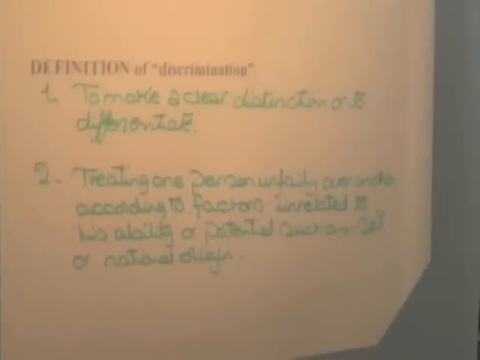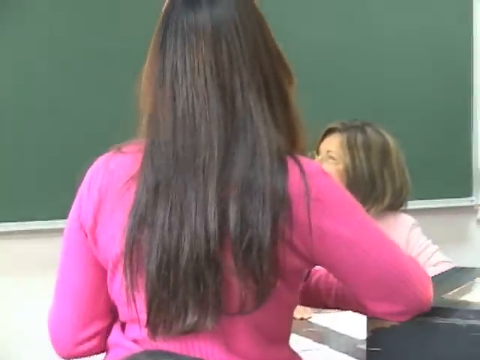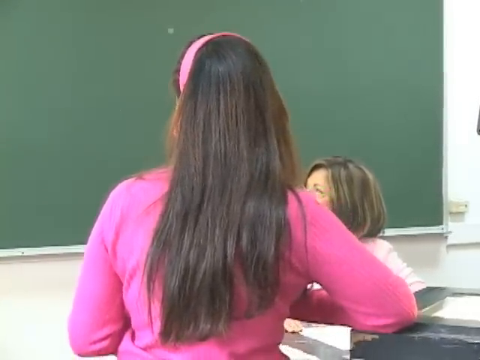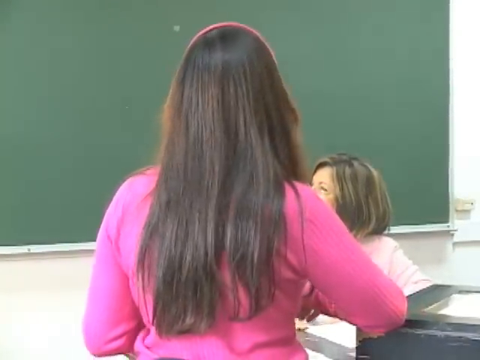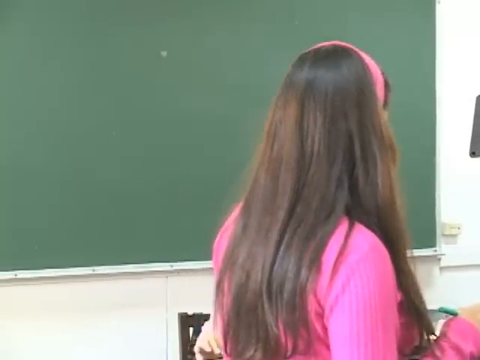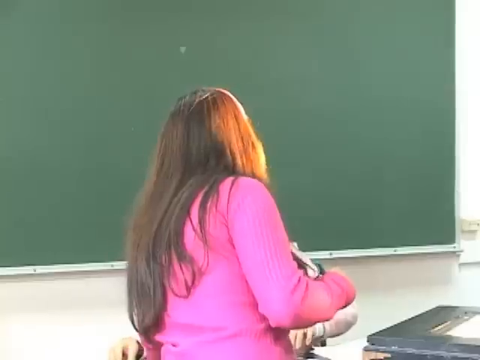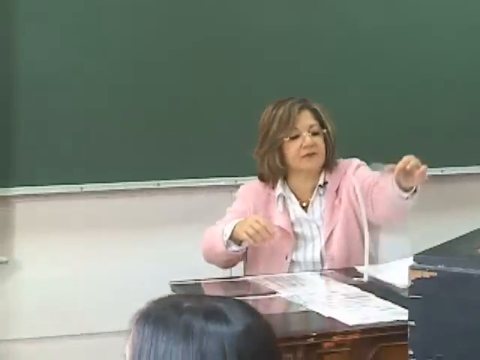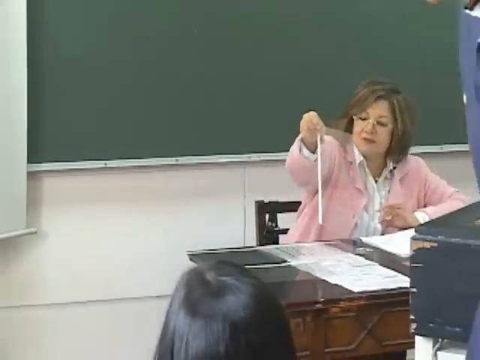What about discrimination? Discrimination, I have to make a clear distinction or to differentiate. And the other one is treating one person unfairly over another according to factors unrelated to his ability or potential, like sex or national origin. Thank you very much. Next. The red group. Fedi.